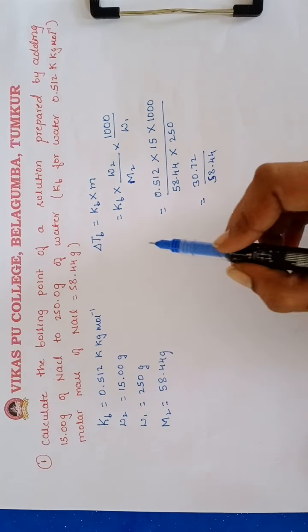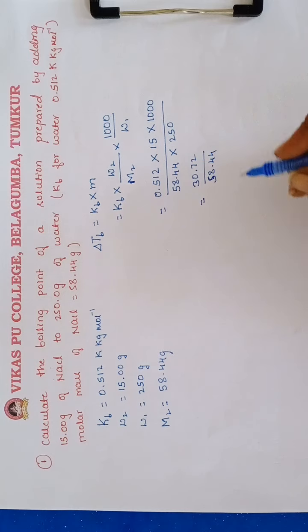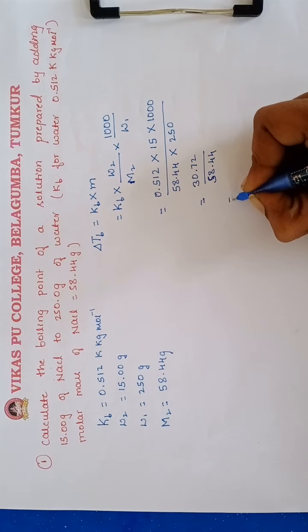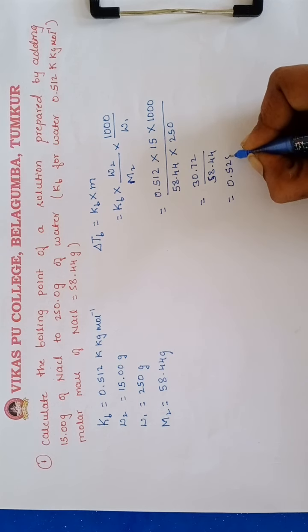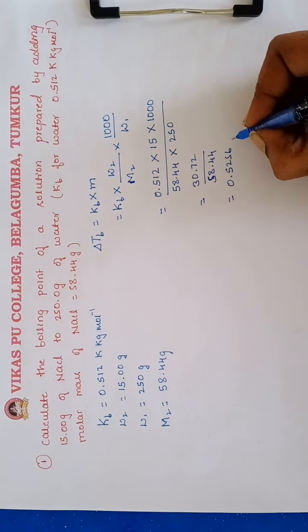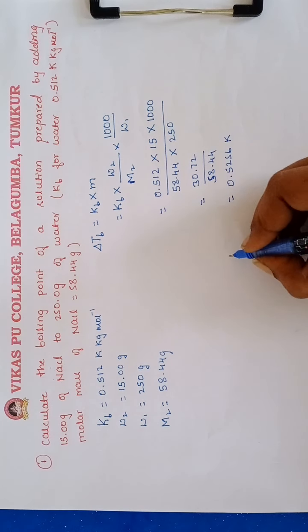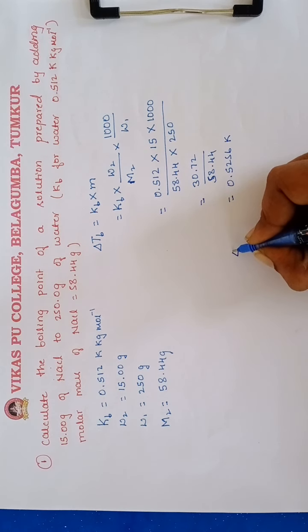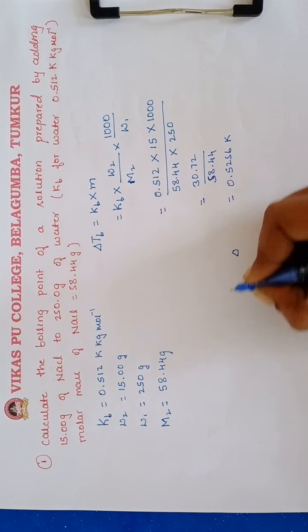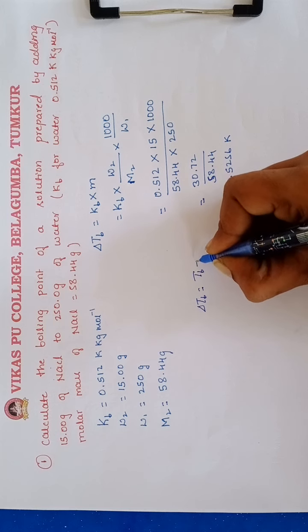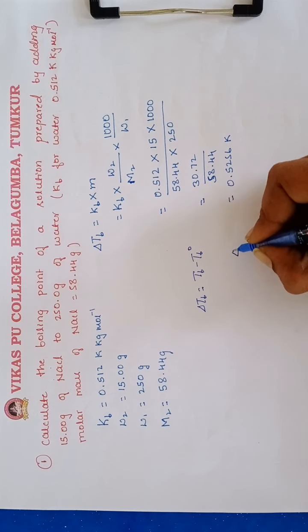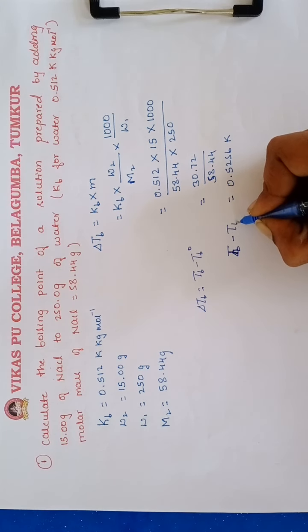On multiplying the denominator we get 58.44. This delta Tb, on dividing, we get 0.5256 Kelvin. That is the increase of the boiling point. We know that delta Tb is equal to Tb minus Tb naught. Instead of delta Tb, we write Tb minus Tb naught.